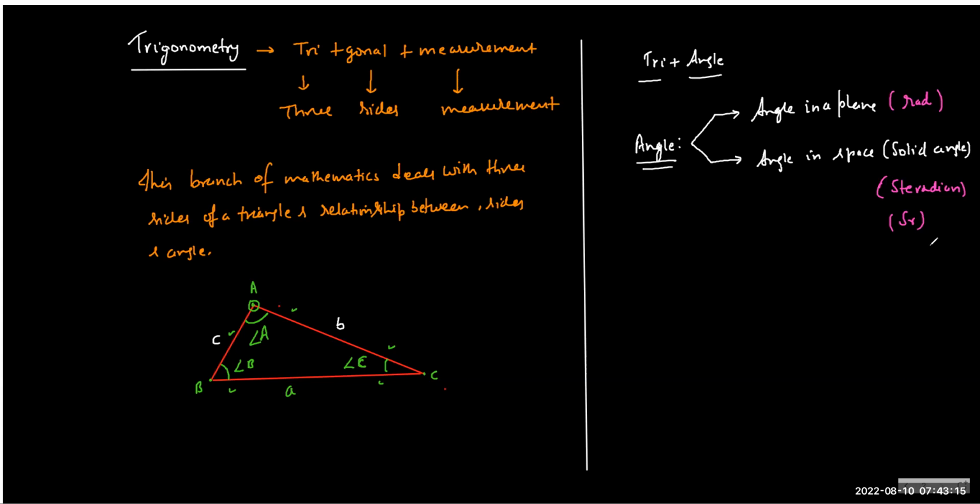Now, if I ask you what is the angle in the plane, we'll stick to the two dimensions because every polygon which we draw will be in a plane. So we are not going to deal with the three-dimensional geometry, which is very complex.